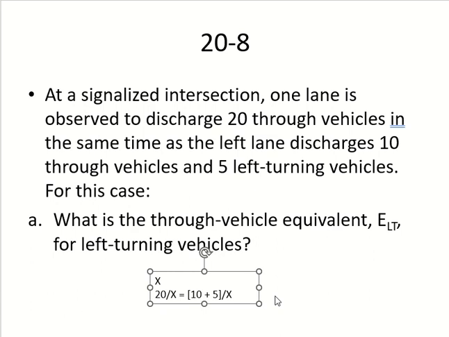What is missing from the equation which I wrote here? The conversion factor. Where should I put it? With the 5, because you cannot add 10 and 5 without the conversion, right? This is what I said. Until you convert 5, you cannot add 10 plus 5. 5 is something different now. So with 5, there should be ELT, the left turning equivalency factor.